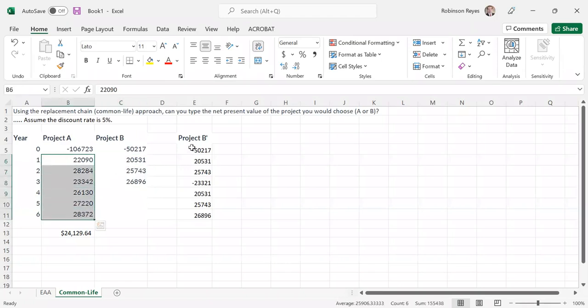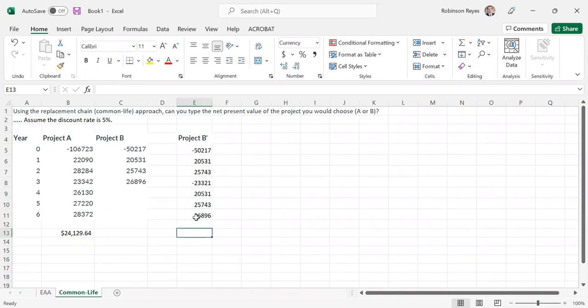So by replicating the project one more time, or by replicating this project twice, we can get to this 6 years life of project A, and now project B prime has the same life as project A, and we can compare the NPV because we're in essence just repeating project B again. Then we should attain exactly the same kind of profitability, but now we will obtain a net present value that is comparable to project A.